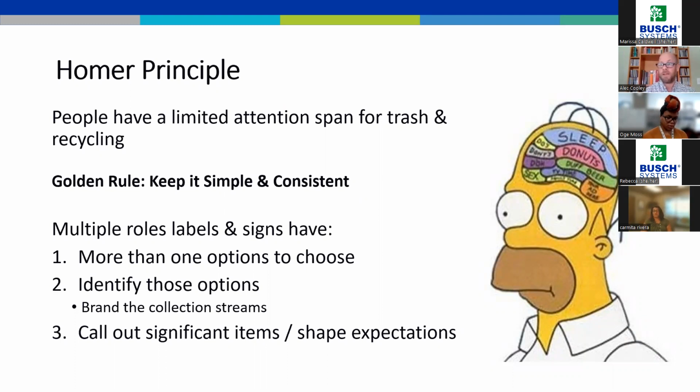Second is they have to ID what those options are. What are the different streams? There's one for trash or waste. There's one for cans and bottles, perhaps, one for organics, whatever that is. But signage also has to play that distinct role, and how you design it needs to serve that purpose. That is a little bit different than this third one, which is just calling out the specific items and shaping expectations about what specific items people should be sorting.